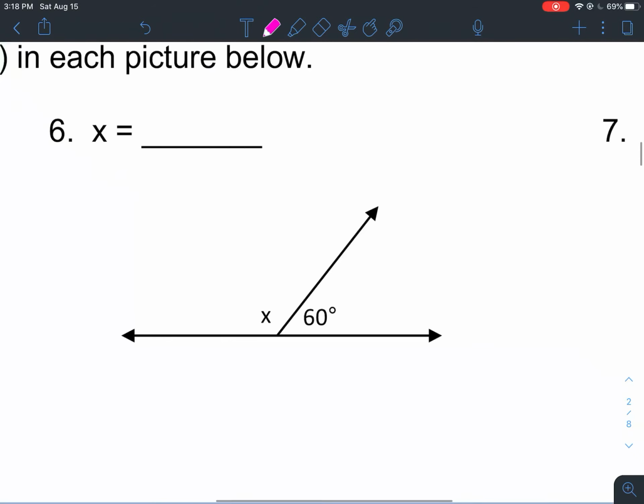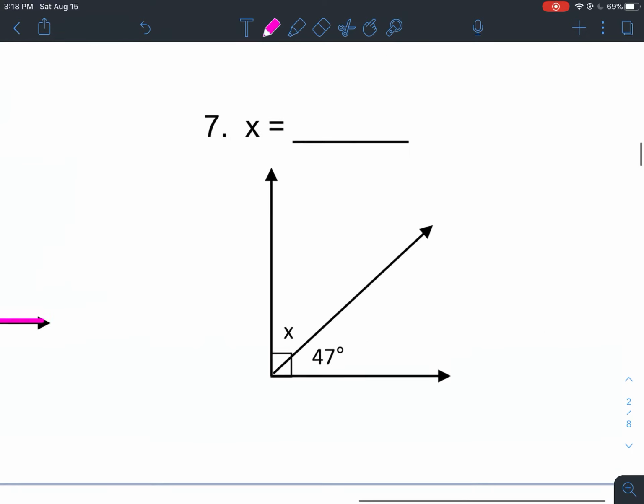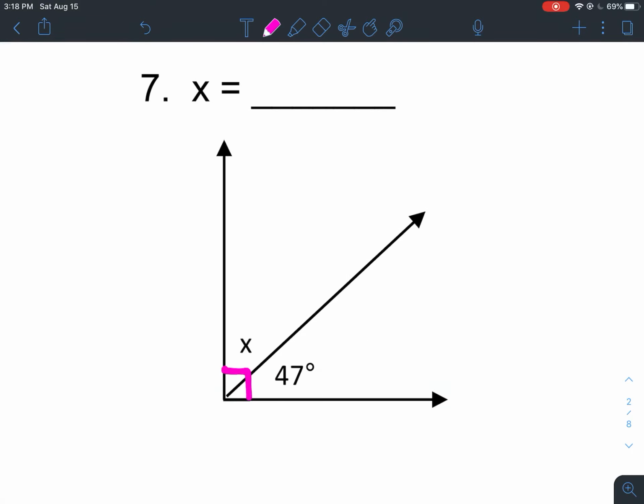Number six, again, we have a straight line. Therefore, we have a linear pair here. 180 minus 60, X must be 120.